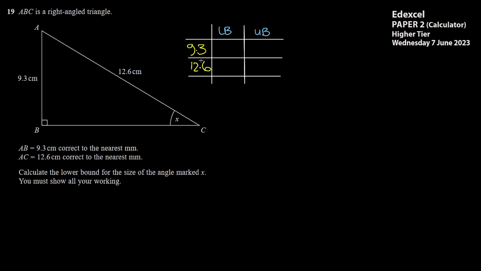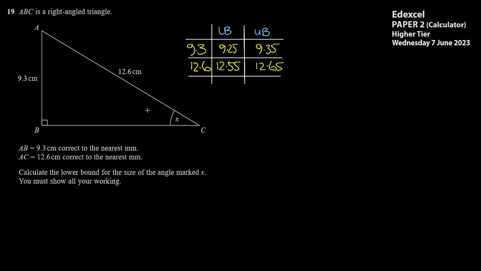So let's first of all work out the lower bound and upper bound of 9.3 and 12.6. Well, if it's to the nearest millimetre, that means the next one up will be 9.4 and the next one down will be 9.2. The lower bound and upper bound will be in between those values. So these will be 9.25 and 9.35. Similarly for the length 12.6, the lower bound will be 12.55 and the upper bound will be 12.65.